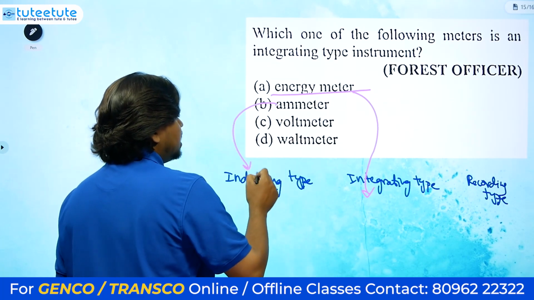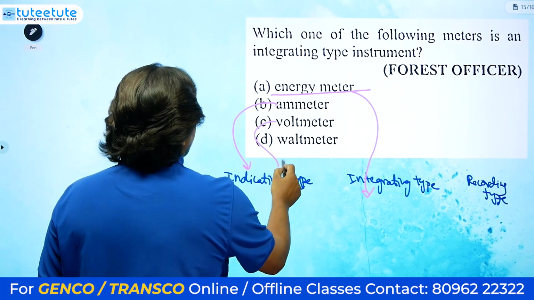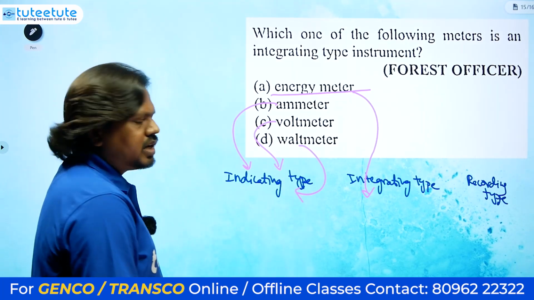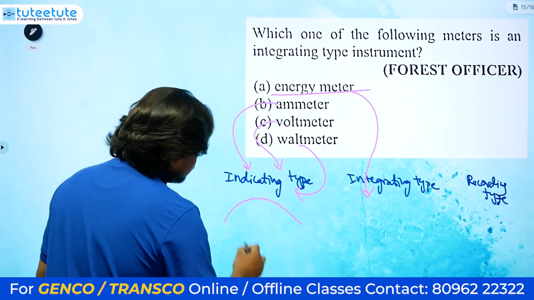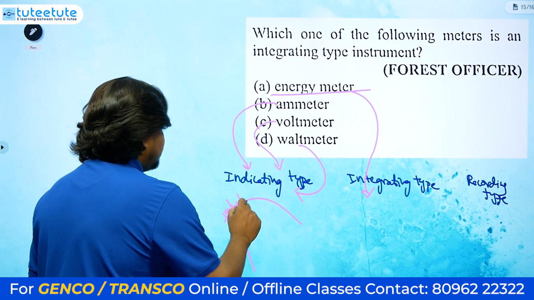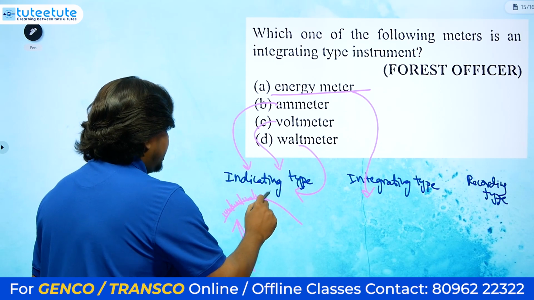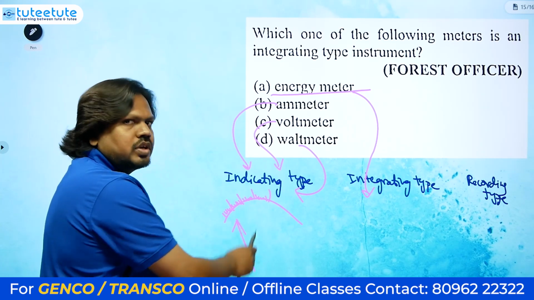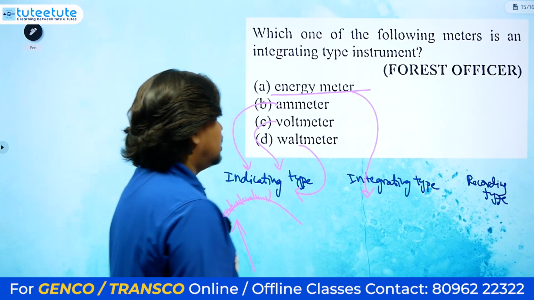Ammeter is an indicating type of instrument. Voltmeter is an indicating type of instrument. Wattmeter is indicating. Indicating means it should have a scale, and on the scale there will be some readings and a pointer will be indicating. This pointer will indicate the value. That's what an indicating type of instrument is.